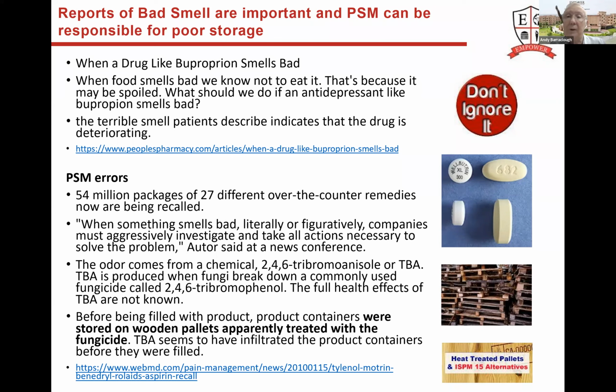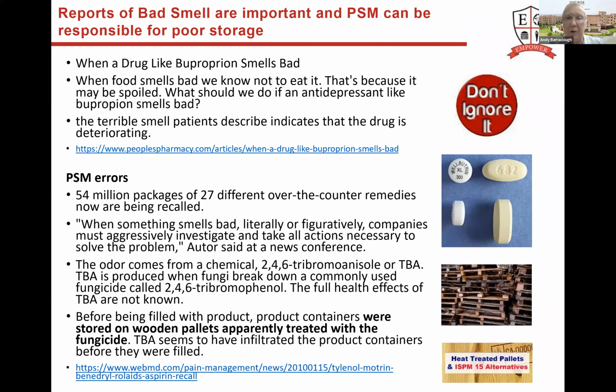How many of you know what the specification is for a wooden forklift pallet that we store the medicines on in the warehouse? What specification is it? Many of you will know the specifications for the medicines, USP and BP, but what about the pallets? See, some wood pallets are treated with an antifungal chemical, which gets inside the bottles and makes the medicine smell bad.